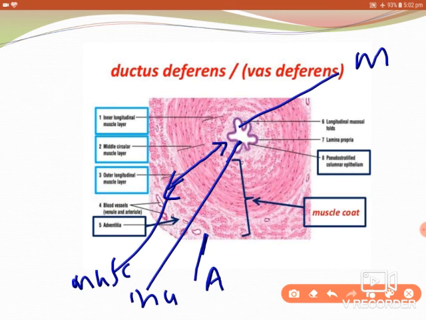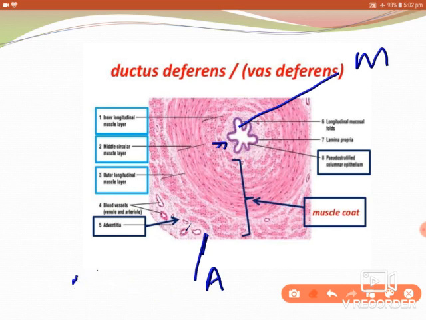Coming to the mucosa, here it's a lining epithelium, and it is pseudostratified columnar epithelium. You can see tall columnar cells and short basal cells. Then outer to that we get a connective tissue layer that forms the lamina propria. These two are in the mucosal layer. Then this is the muscular layer.